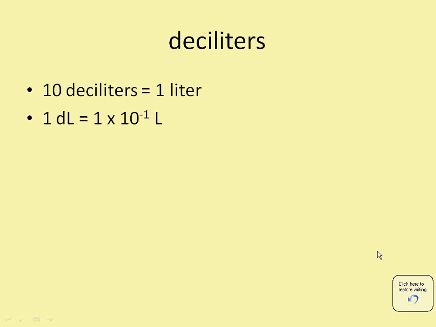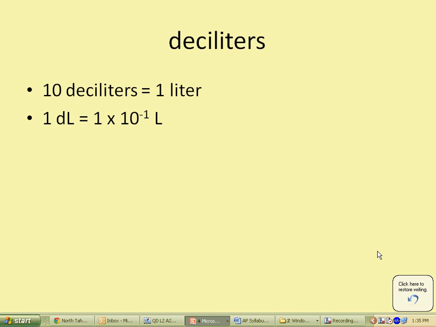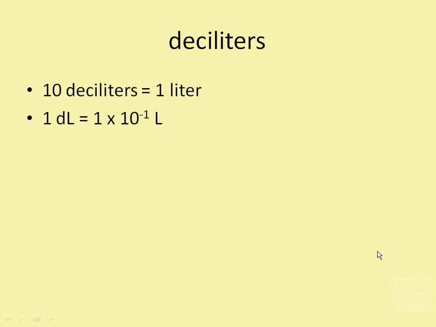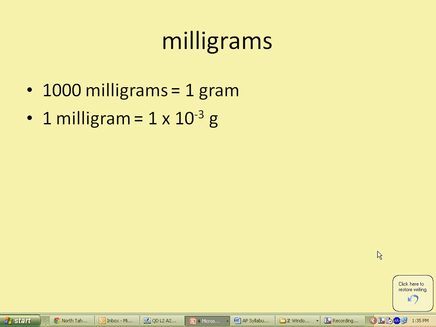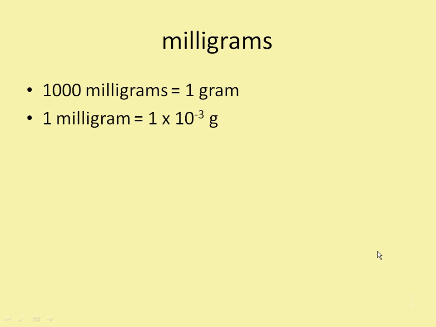Deciliters. If you go to Europe, sometimes you buy your milk in deciliters. 10 deciliters will equal 1 liter. And using that same idea, 1 deciliter, deci is 10 to the minus 1. So we write 1 times 10 to the minus 1 liters. Milligrams. 1,000 milligrams in a gram. And we can also think of 1 milligram as 1 times 10 to the minus 3rd grams.